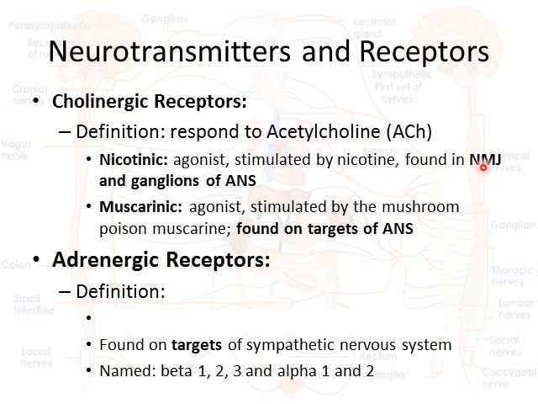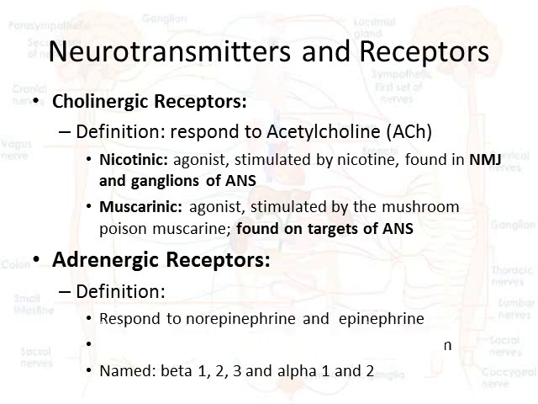These are found in neuromuscular junctions, as well as the ganglions of the autonomic nervous system, so that synapse between the two nerves. And then we have muscarinic receptors, which are stimulated by a poison found in mushrooms called muscarine. And these are found on targets of the autonomic nervous system, like cardiac muscle and smooth muscle and glands.